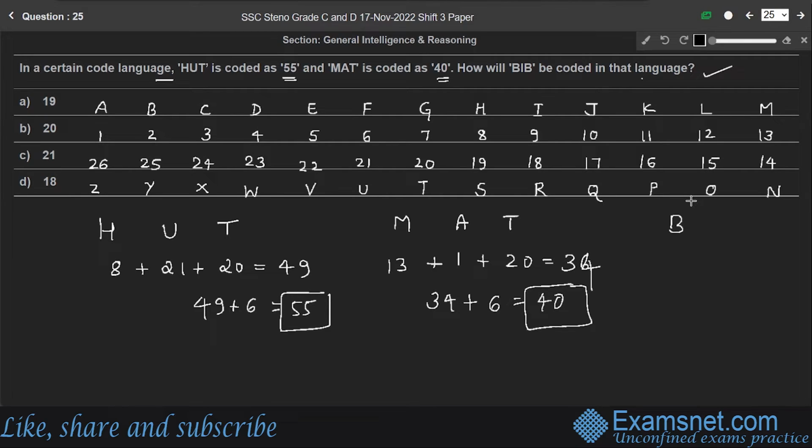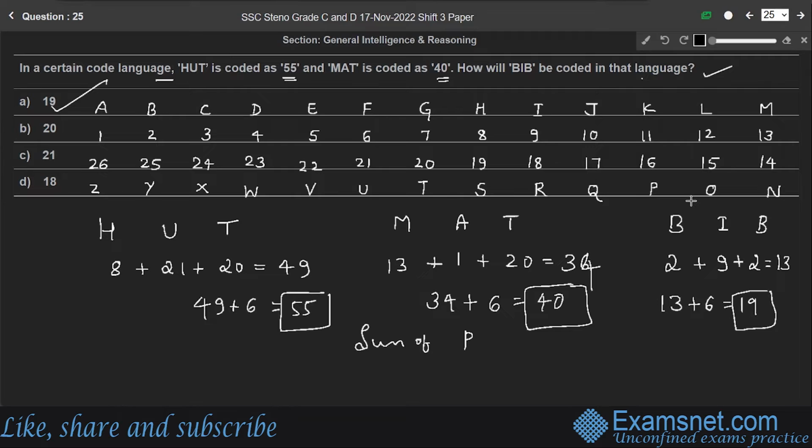Similarly, for the last word BIP, B is 2 and I is 9, and P is 16. You will get 27 as the sum of their positional values. Add 6 to that, and you will get the code. Therefore, the code for BIP is option A. So very simple logic here: the sum of positional values of each letter plus 6 is equal to the code for the respective word. Therefore, option A is the right answer.